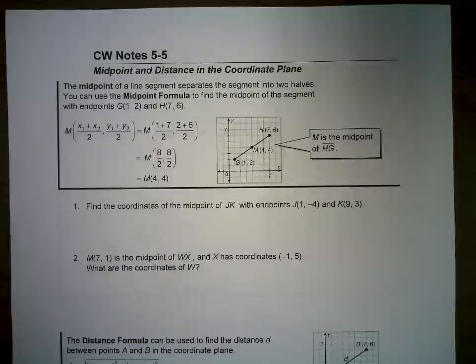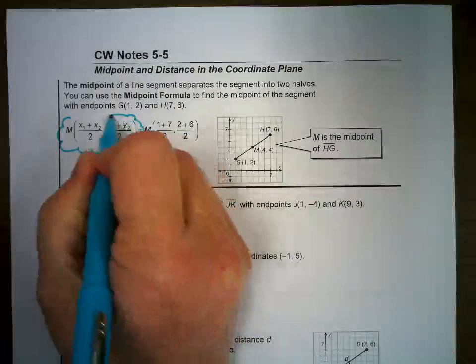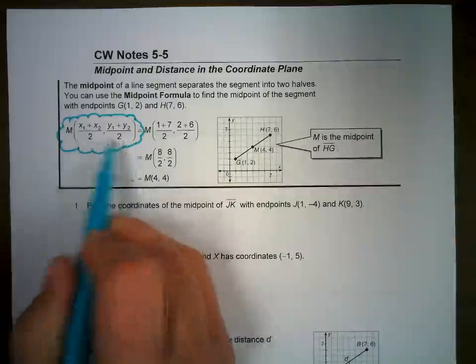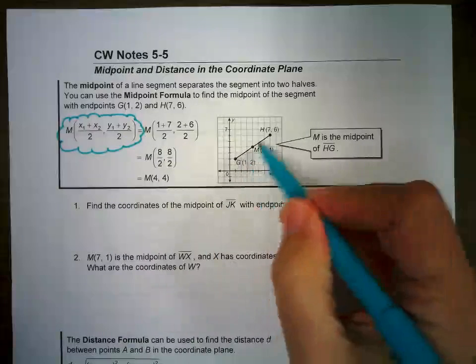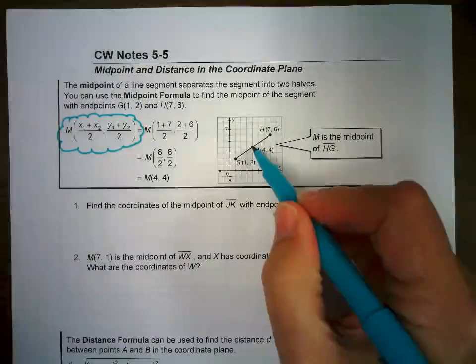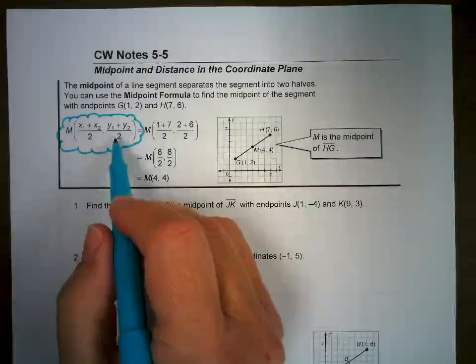Hi guys, so today we're going to do a couple of formulas that you may have done in middle school, midpoint and distance formula. And the midpoint formula right here is a coordinate, x comma y, and you find the midpoint between 2 points on a graph by averaging the x coordinates and averaging the y coordinates.